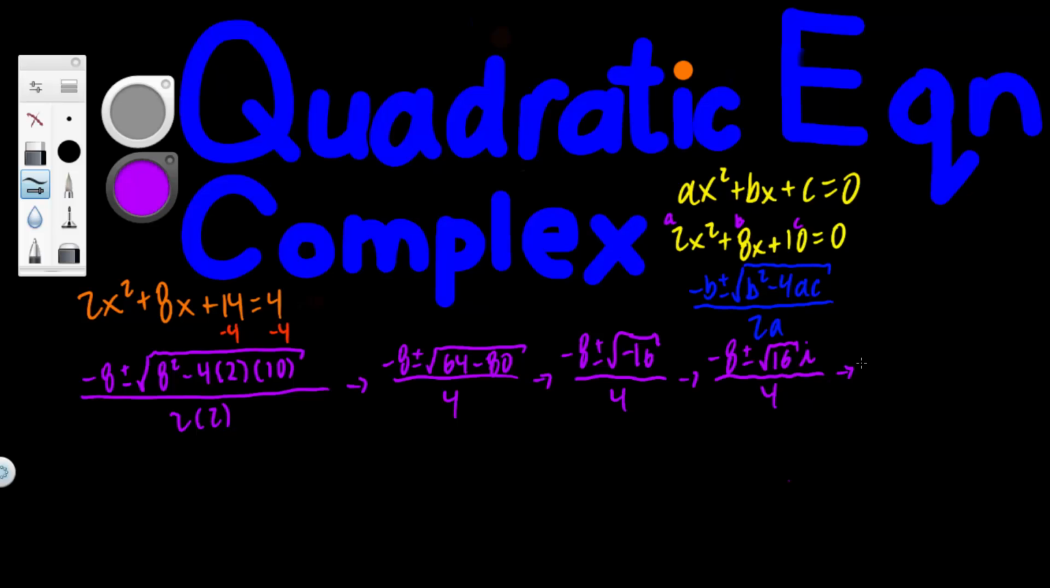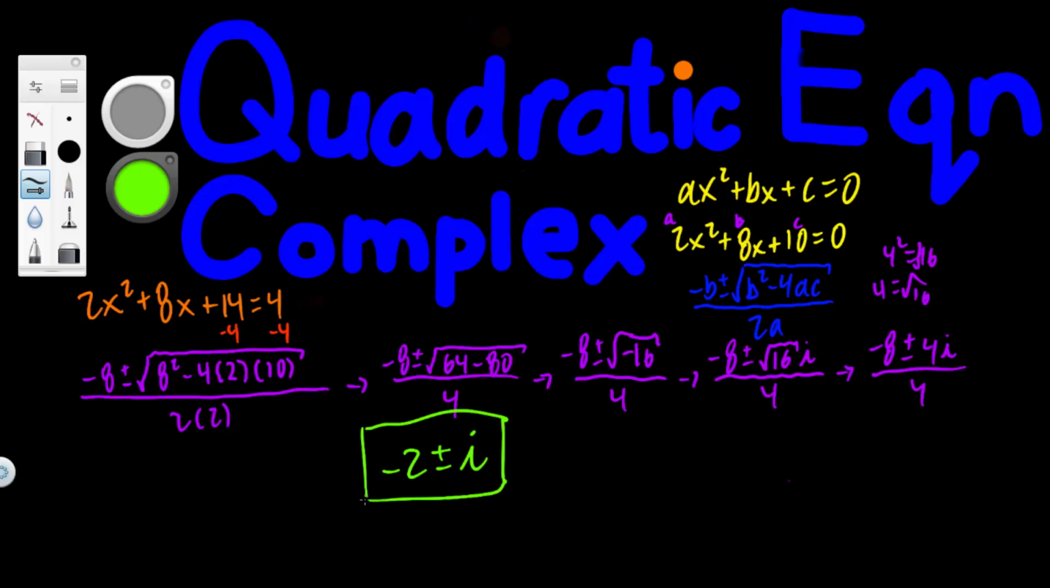What's this going to lead to? Well, the square root of 16 is 4, so now we have negative 8 plus or minus 4, because 4 squared equals 16. 4 is the square root of 16. So negative 8 plus or minus 4i divided by 4, and this is going to lead us to the solution. Negative 8 divided by 4 is negative 2, plus or minus 4 divided by 4 is just 1. So negative 2 plus or minus i is the solution for this quadratic equation.